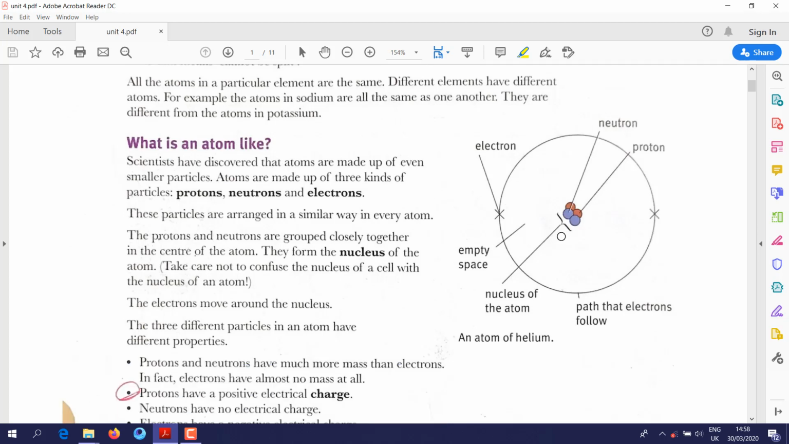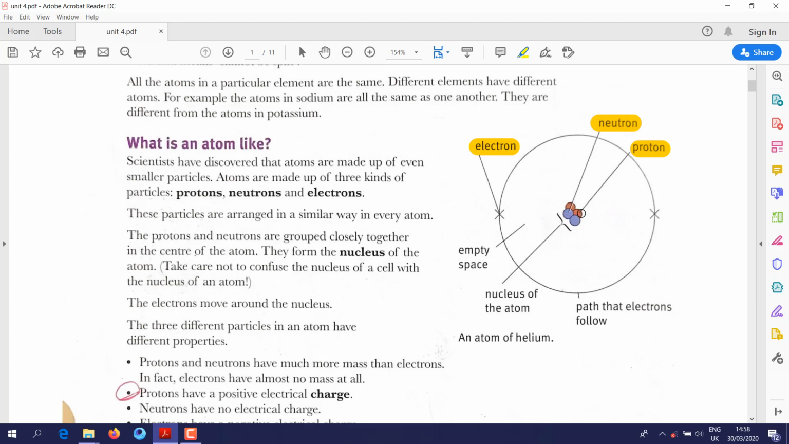If we want to study the atom or how it looks like, firstly, an atom consists of three subatomic particles. These three subatomic particles are proton number one, neutron number two, and electron number three.